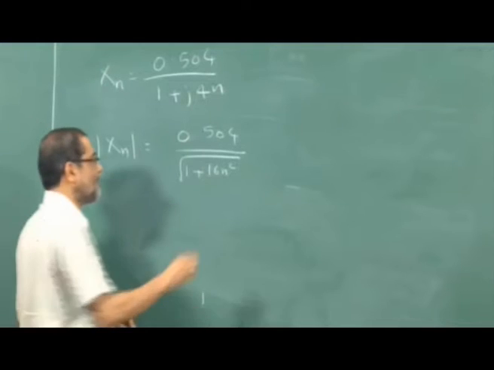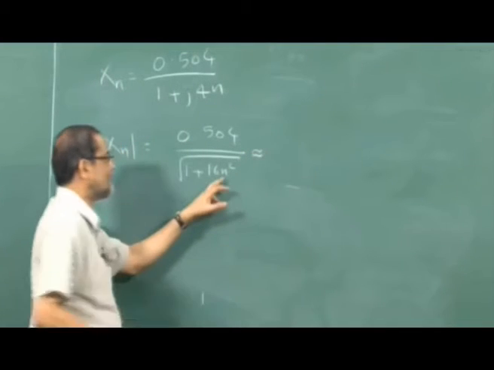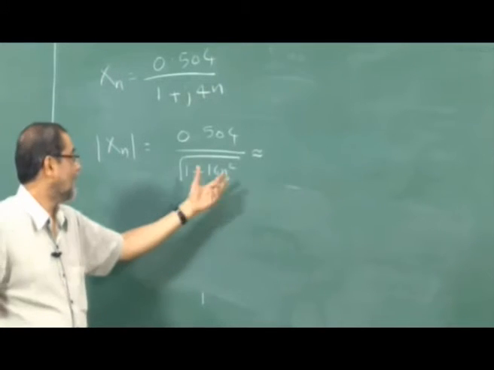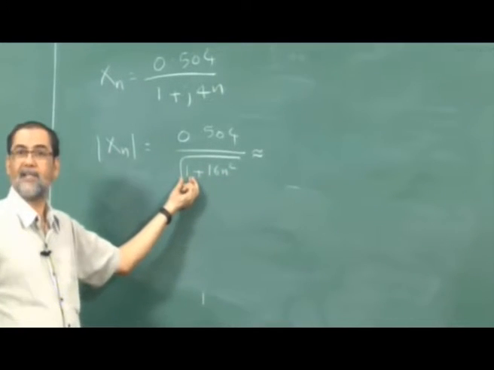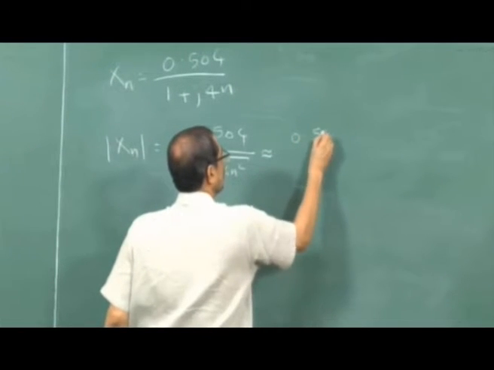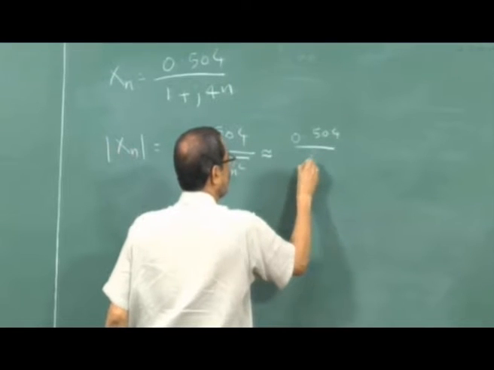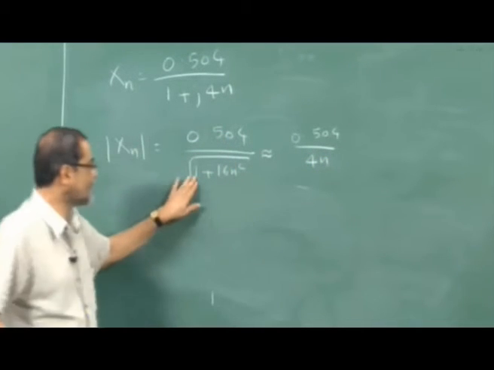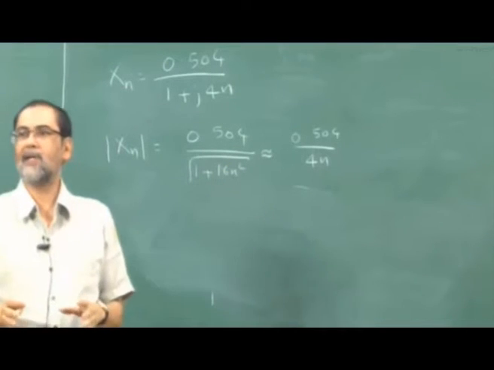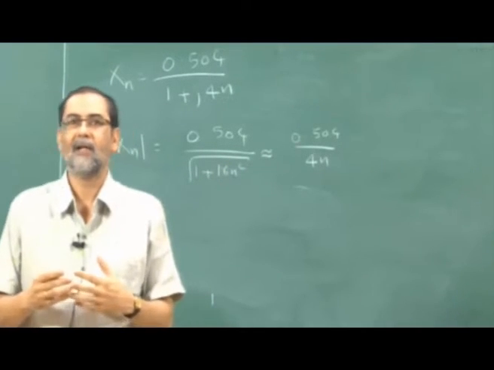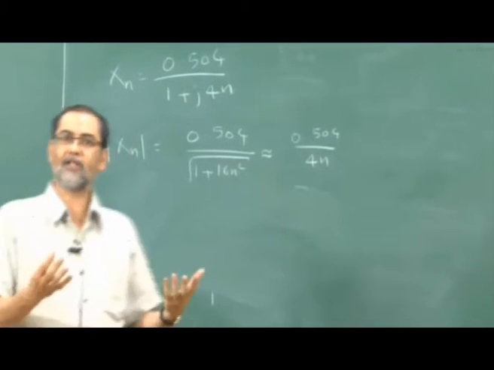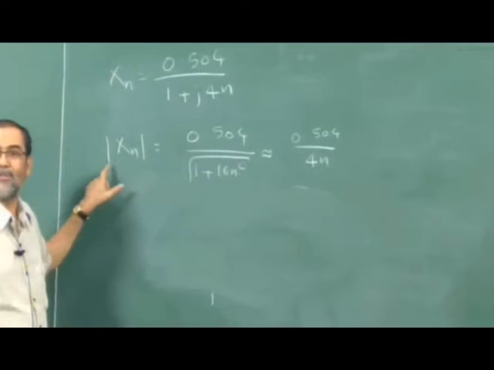But when I make an approximation, when n is some value like 4 or minus 4, then this term is so much bigger than 1 that the 1 can be ignored. I could have written this as 0.504 by 4n. Ignoring the 1, I get 16n square. Taking the root, strictly speaking, it is plus or minus 4n, but I am looking at the magnitude.